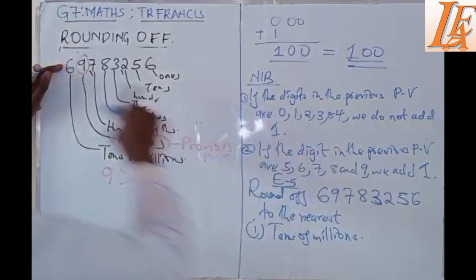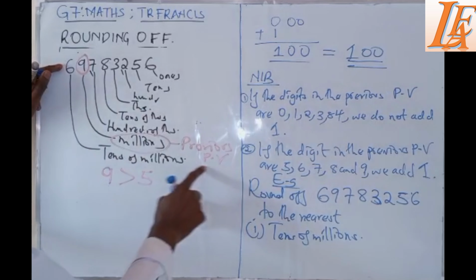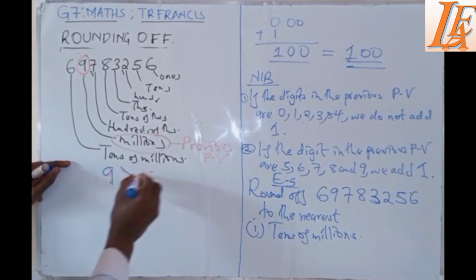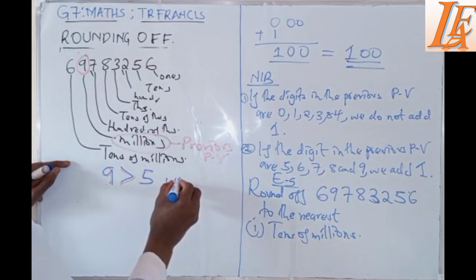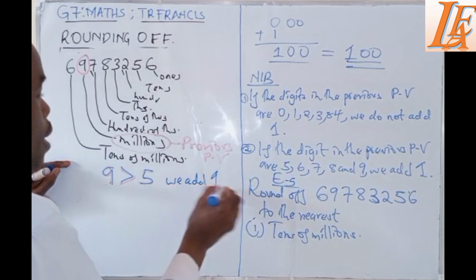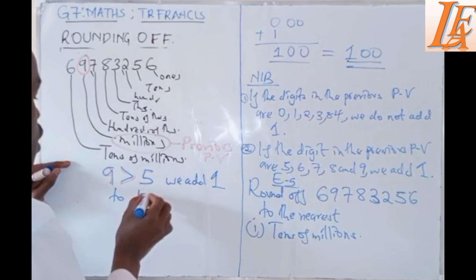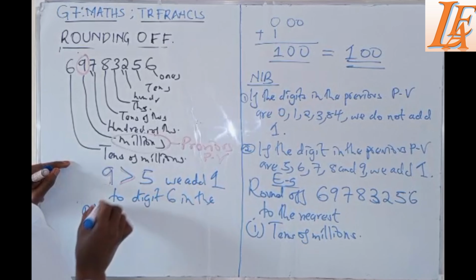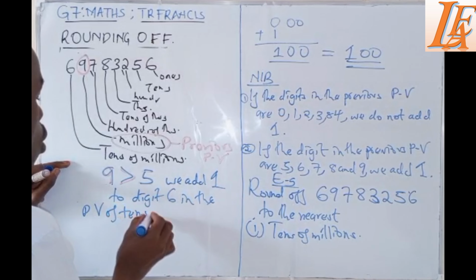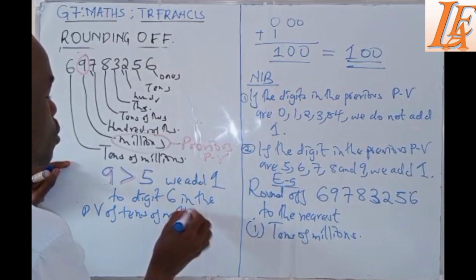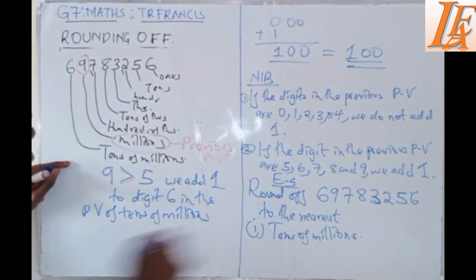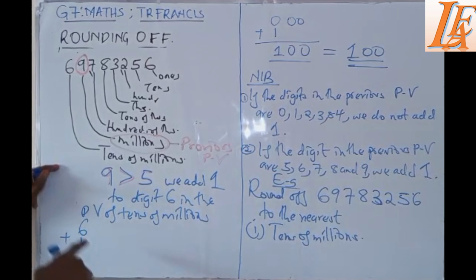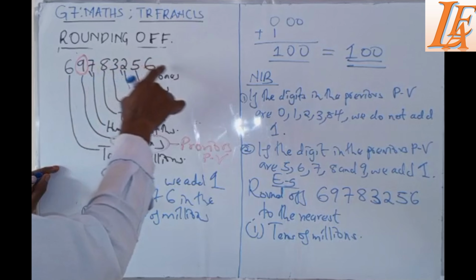This one we add to 6 where we are supposed to round off to the tens of millions, because 9 is greater than 5. So we add 1 to digit 6 in the place value of tens of millions, which we're supposed to round off. Therefore, this will be 6 plus 1. And when you do that, the rest of these digits, all of them become 0.